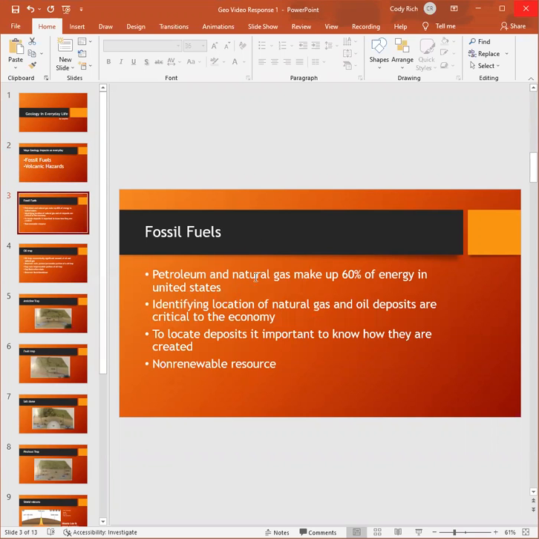So first off, fossil fuels. Petroleum and natural gas make up 60% of energy in the United States. Obviously, that's a massive amount of energy that we're using. So it's really important to find deposits that are significant. In order to locate these deposits, it's important to know how they're created. Also, fossil fuels are a non-renewable resource. So basically, what we have is what we have.